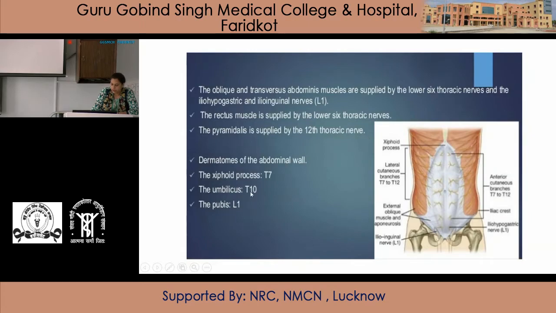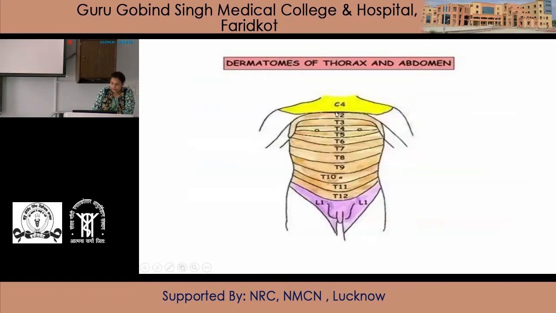The dermatomes of the abdominal wall lie at the level of the xiphoid process, that is T7, at the level of the umbilicus, that is T10, and at the level of the pubis, that is L1. So here are the dermatomes of the abdomen: T7, the umbilicus at the level of T10, and L1.